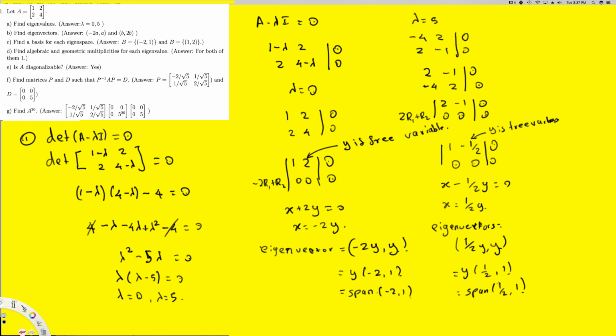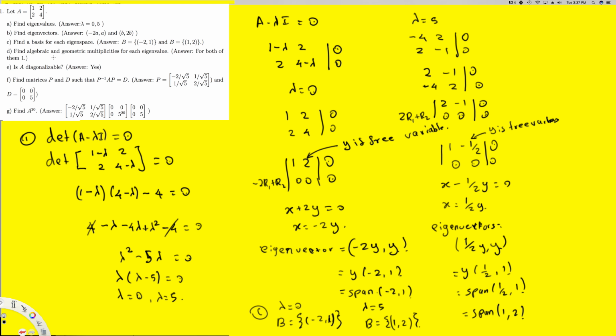And the third one is asking to find the basis for each eigenspace. The basis is going to be these two values. So the C question's answer is: first, for lambda equal to 0, the basis is going to be minus 2, 1. And for lambda equal to 5, the basis is going to be 1, 2. And this is the answer for the C question.